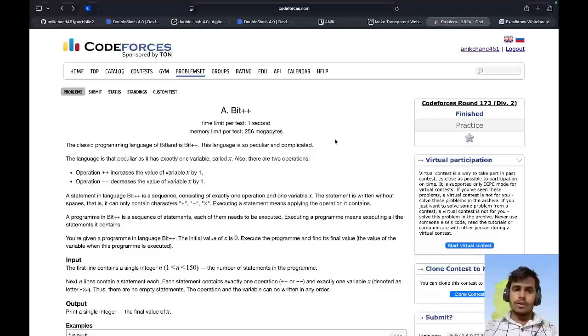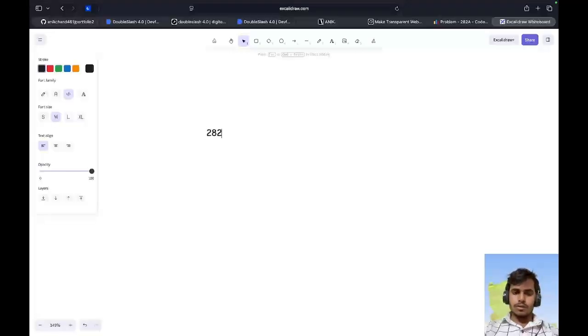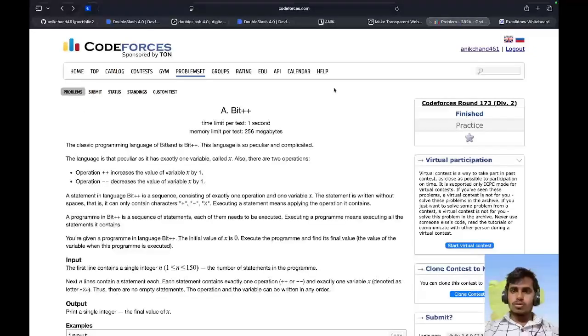Today I am solving the question. The question number is 282A. At first, write the question number 282A. This is the question number. The question name is Bit++.